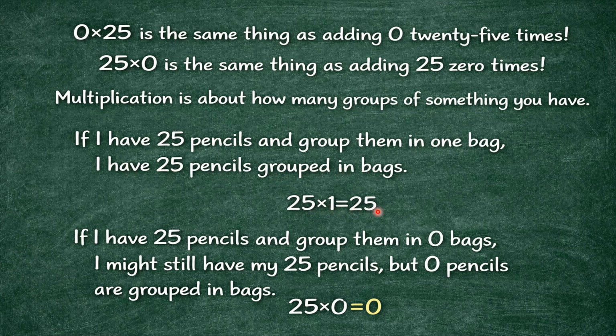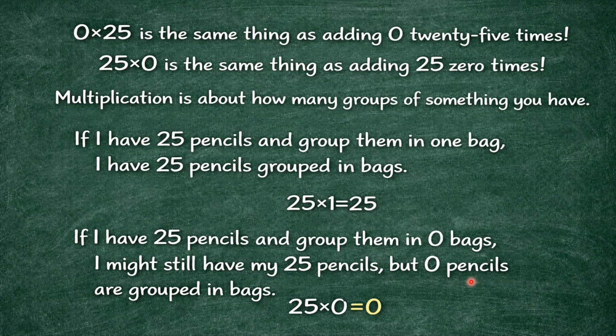Why? 25 times 1 is 25. But if I have 25 pencils and I group them in 0 bags, I might still have my 25 pencils, but 0 pencils are grouped in bags. 25 times 0 is 0.